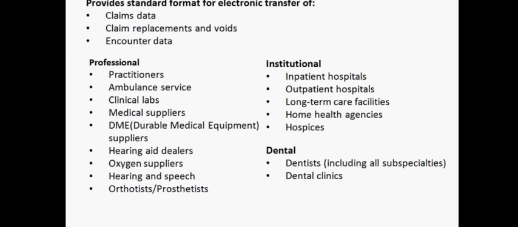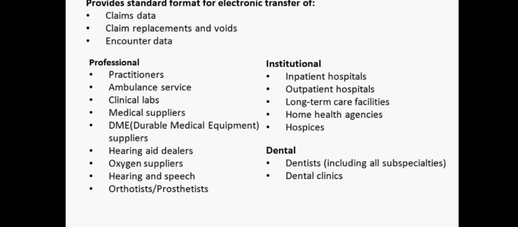So let's see the standard format for electronic transfer. That means the data that we will be talking about is your claims data, the replacement or void that would happen, the adjustments, and the encounter data. Right? So what are the different types of claims? We talked about it before, but we listed it here again.